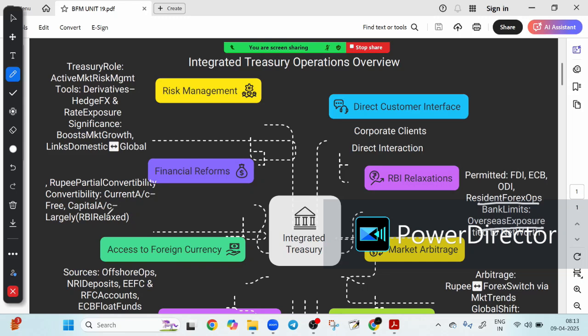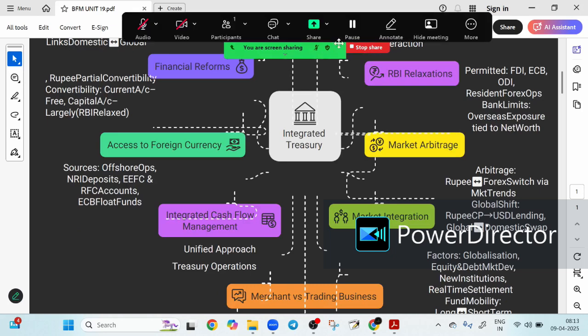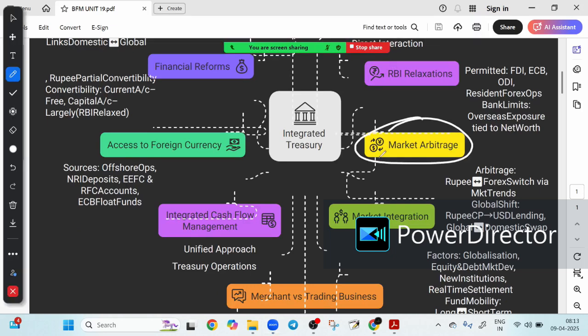Yes. So obviously overseas exposure is allowed by it, but there is a limit which is tied to the bank net worth. If you look at the market arbitrage on the right side, as you can see, what about the market arbitrage? Let's discuss it. See, this is where a strategy meets opportunity. Yes, in market arbitrage what happens? Your strategy meets your opportunity, right?